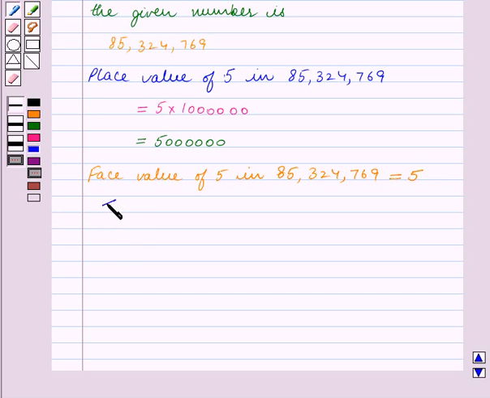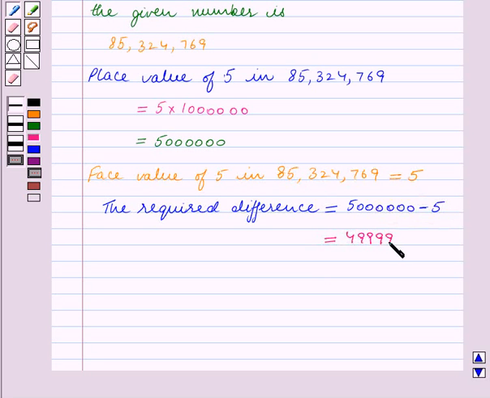Now the required difference, that is the difference between the place value of 5 and face value of 5 in the number 85,324,769, is equal to 5 million minus 5. This is equal to 4,999,995.